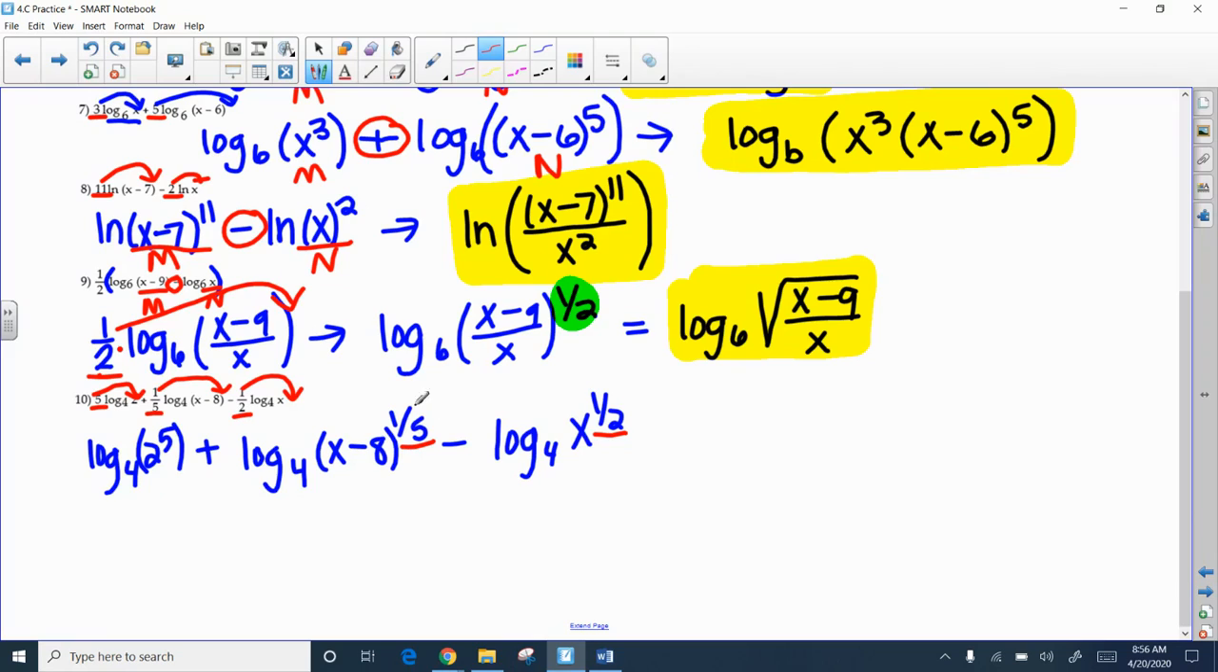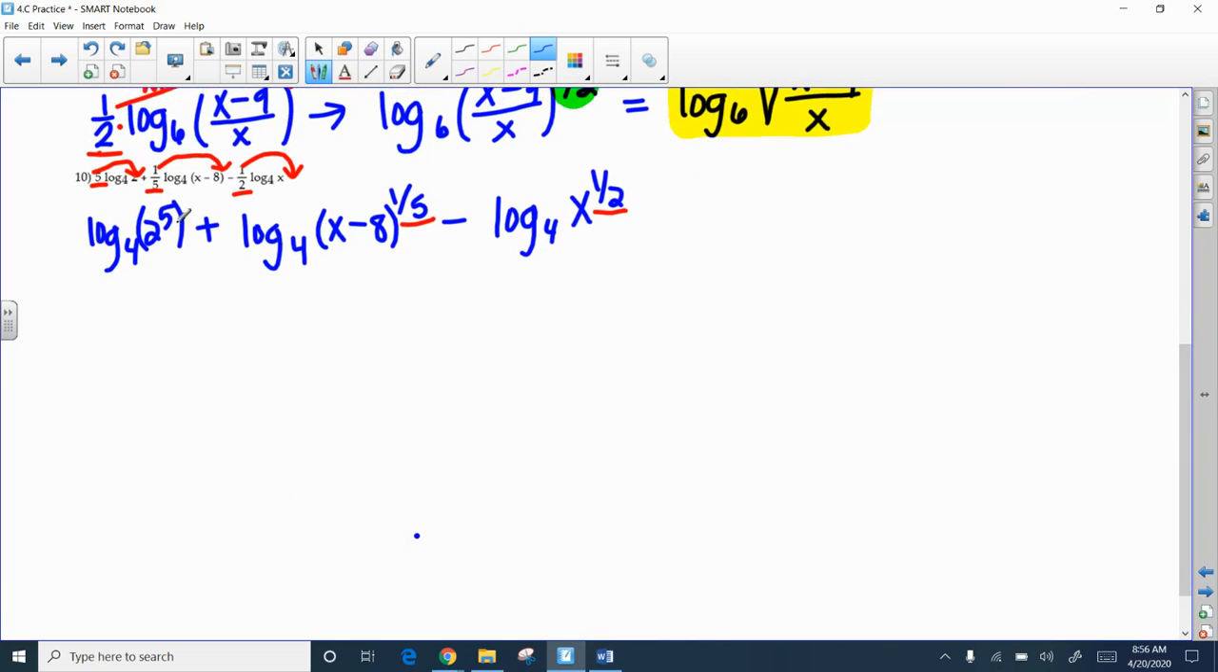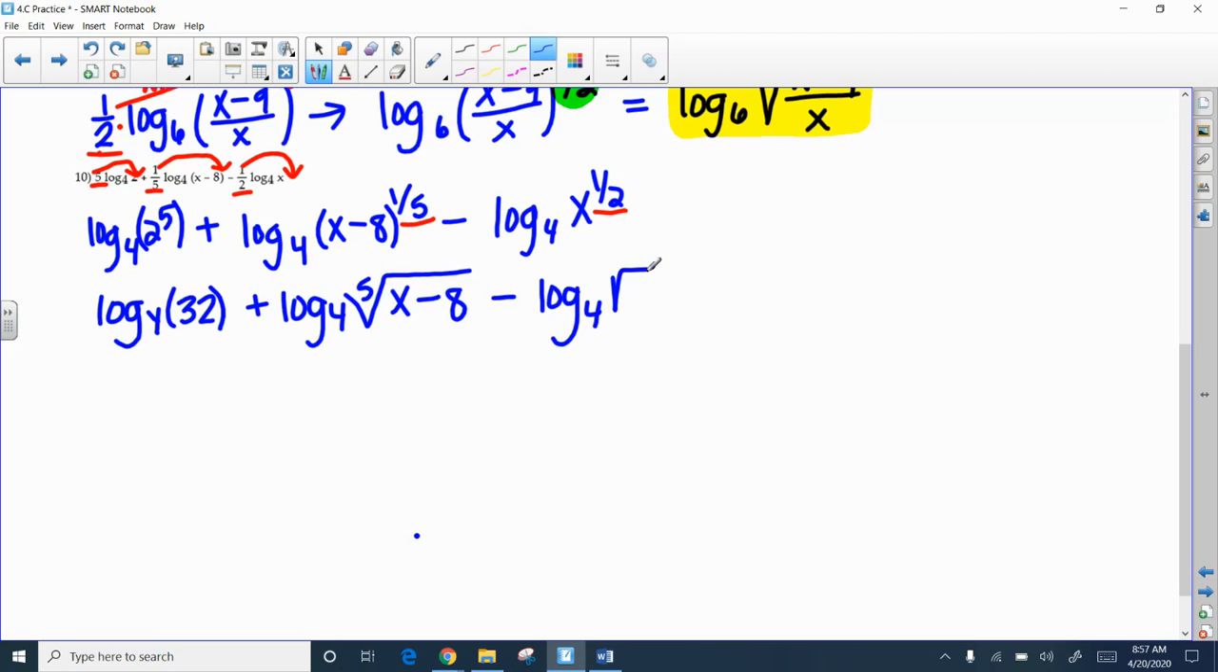So this 5th power can be written as a 5th root, and the half power can be written as a square root. And then right here, since it's a number, 2 to the 5th power, you can write it as 32, or you can leave it as 2 to the 5th power. I'm going to write it as 32. So this I'm going to rewrite as log base 4 of 32. This one I'm going to rewrite as log base 4 of the 5th root of x minus 8. And then this one I'm going to write as log base 4 of the square root of x.